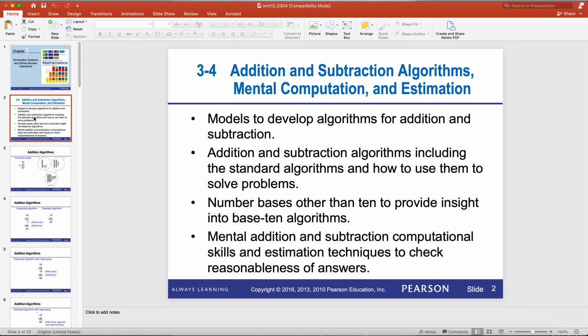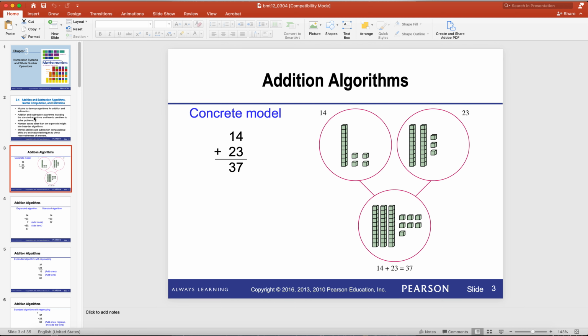So we want to be able to develop models for algorithms for addition and subtraction to really scaffold that thinking from simple arithmetic to allowing them to understand algebra. And we're going to have algorithms that include the standard algorithms and how to use them to solve problems. We're going to look at number bases other than 10 to give us some insight into base 10 algorithms. And we're going to look at some mental addition and subtraction skills and estimation techniques.